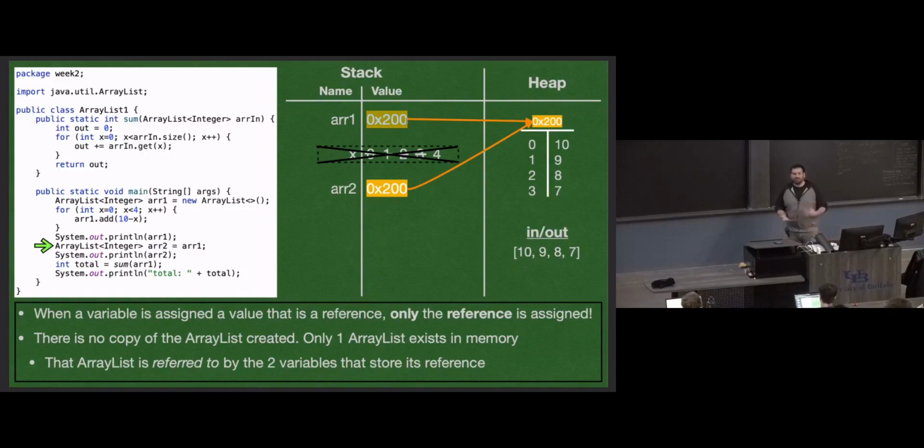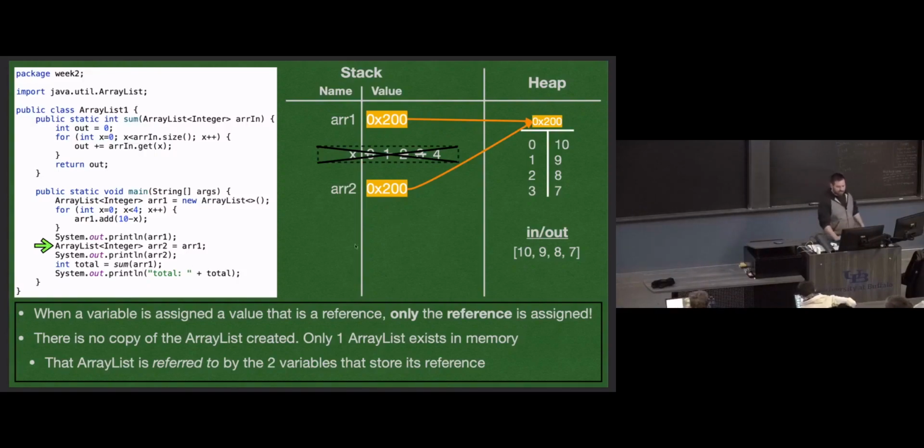We're not making a copy of an array list. We're not going to the heap and making another array list, copying over the same values and everything. We're not doing any of that. What's sitting next to R1? 0x200. Okay, we're assigning that to R2. What should be next to R2? 0x200, period. Whatever's next to the variable in the value column, that's what's assigned. That's what that variable resolves to.